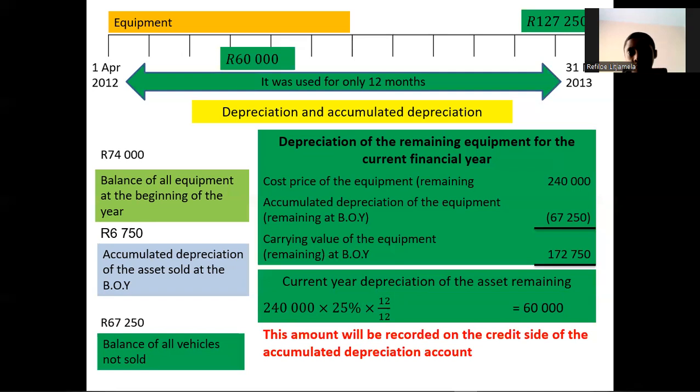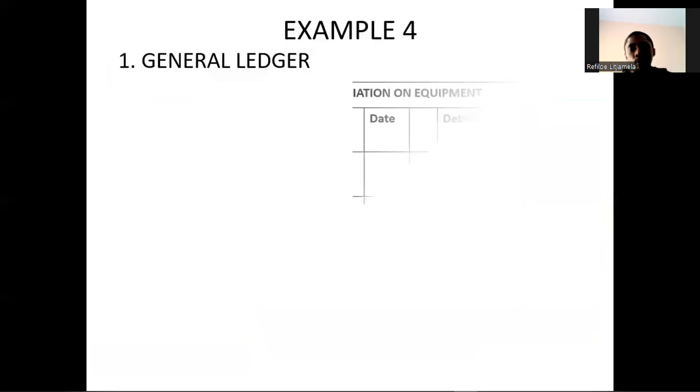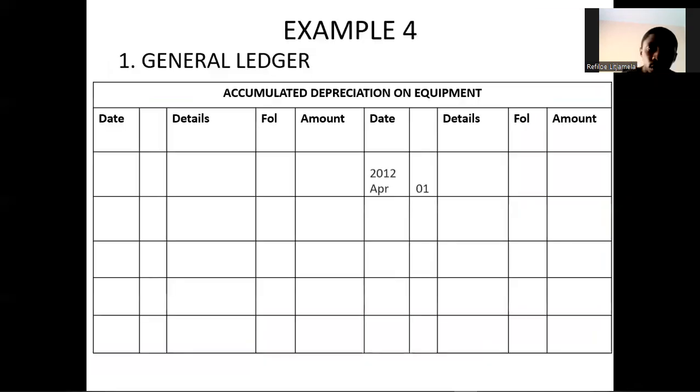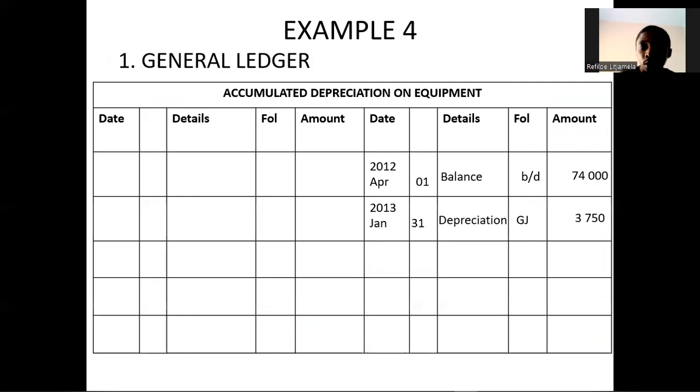which is just the 60,000 plus 67,250. When I record this in the accumulated depreciation on equipment, I will start with the opening balance, which was 74,000. I will add it with the depreciation for the current year of the equipment that has been sold, which is 3,750, added with the depreciation of all equipment that were not sold, and that will be 60,000. So my total depreciation for this year is 63,750.